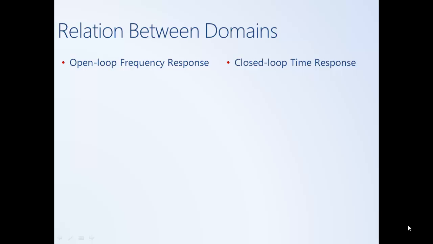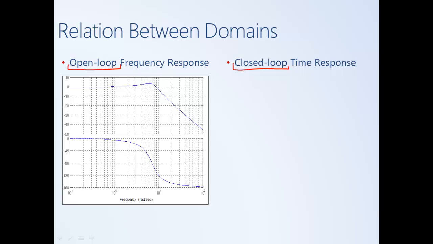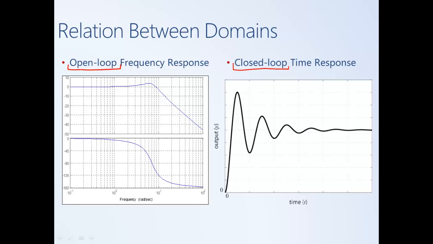So when we design controllers, we are going to use the open loop frequency response. So what we want to be able to do is to connect aspects of the system's open loop frequency response to its closed loop time response. So take a look at an open loop Bode plot, for example, and understand how it relates to the closed loop step response. The reason why we want to use the open loop frequency response for design will be explained shortly.